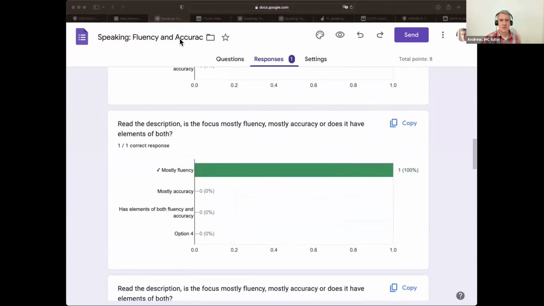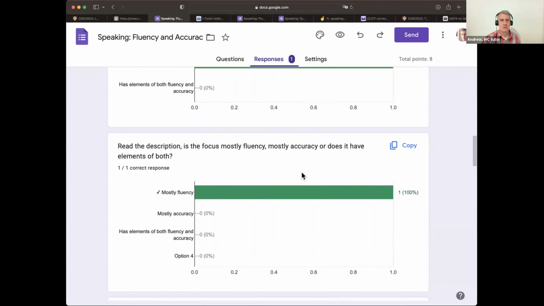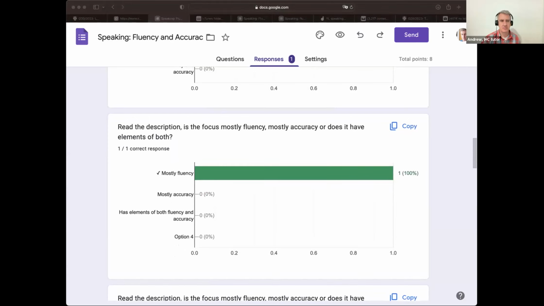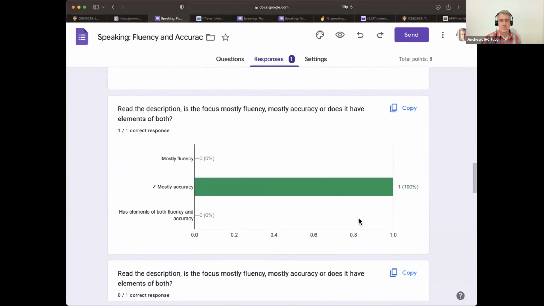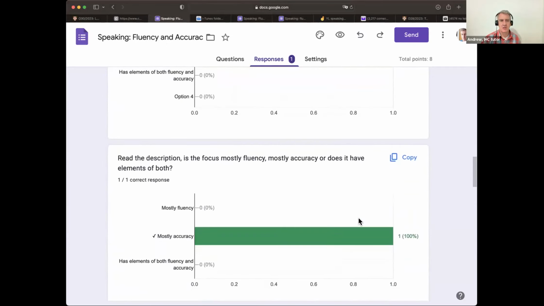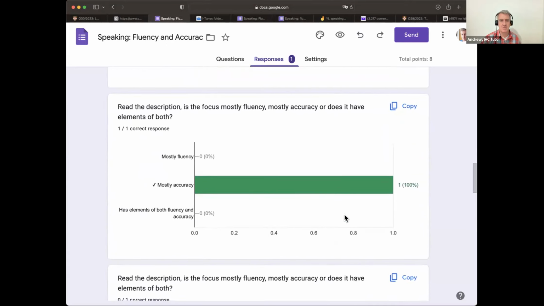Okay, the second one is dialogues and role play. And you said mostly fluency. That's indeed correct. It's designed to get students speaking naturally without stopping, repeating. Number 3, so you said, so that's listen and participate. Yes, that's also mostly accuracy.